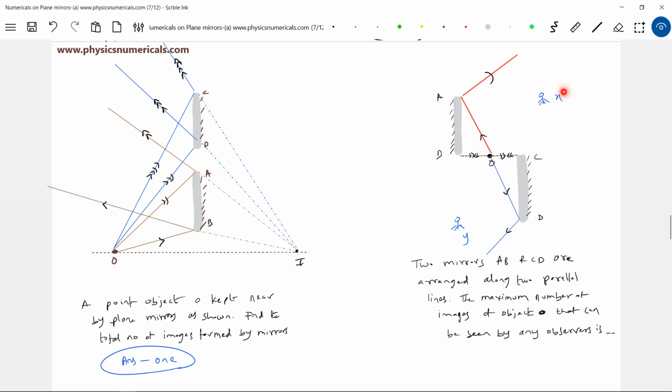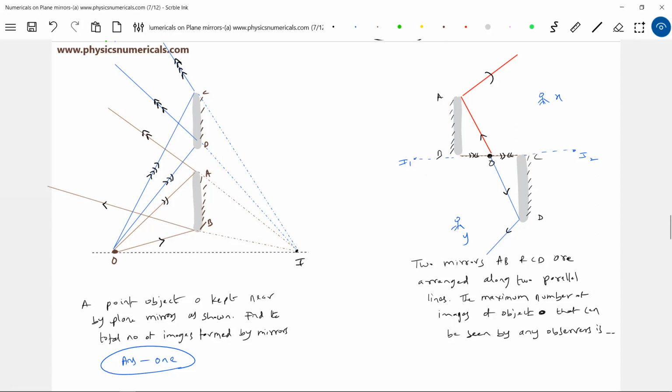So where will you see the image? You'll see the image due to this mirror. It will be here. Due to this mirror, the image will be here. So person Y is able to see only this image. It cannot see this image. The reason is that the rays emitted by the object which strike mirror AB, the reflected rays, cannot reach Y. So Y will say, I'm seeing I2 only. Person X will say, I'm seeing only I1.